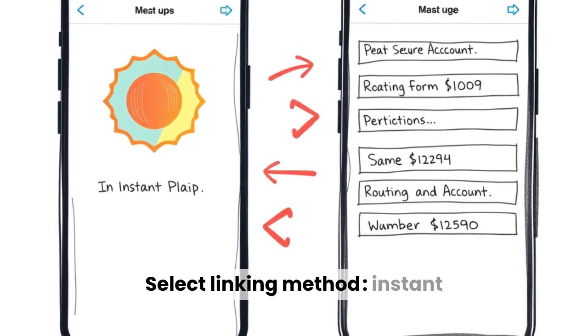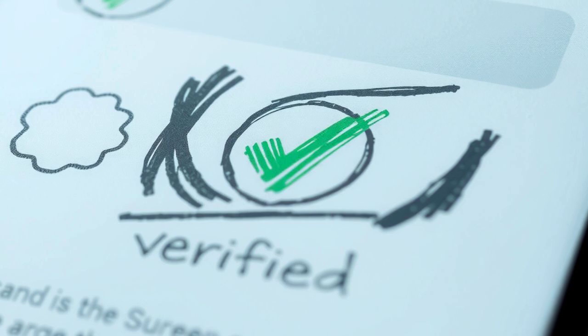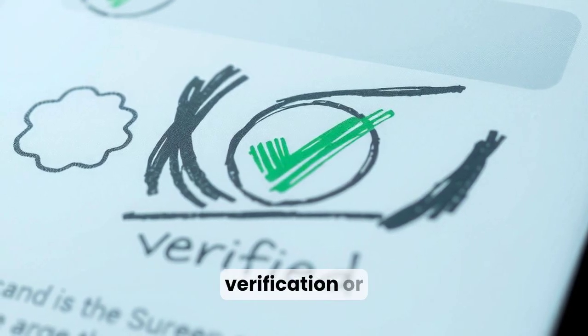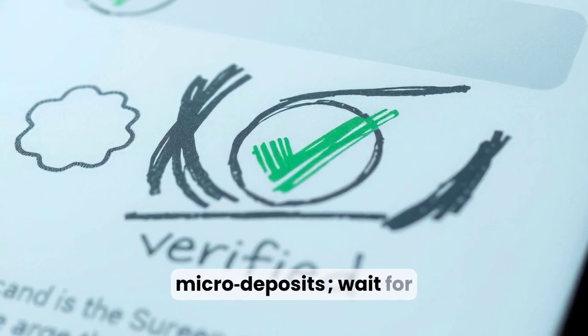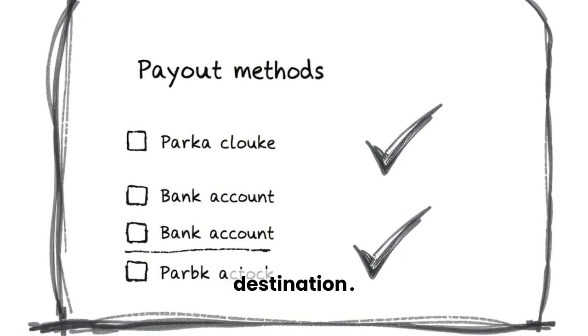Select Linking Method, instant via Plaid or manual with routing and account numbers. Verify your bank using instant verification or micro deposits. Wait for confirmation. Choose your linked bank account as the withdrawal destination.